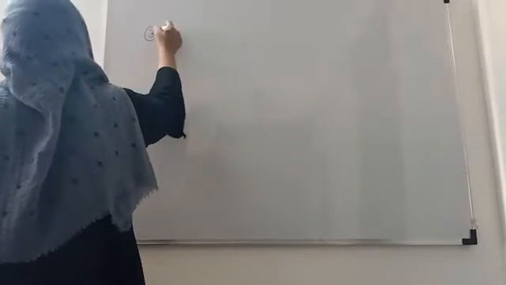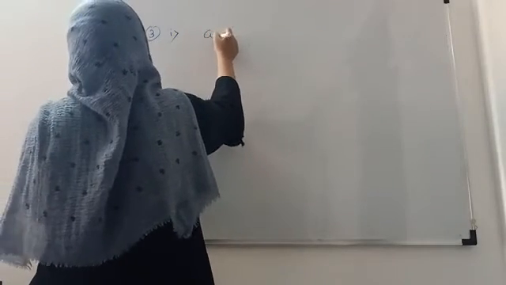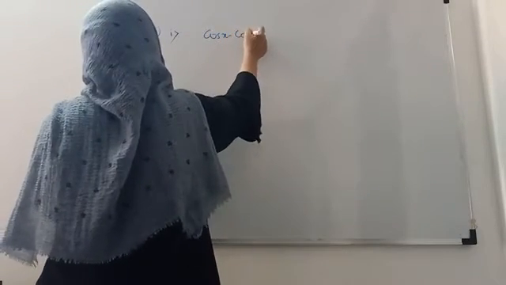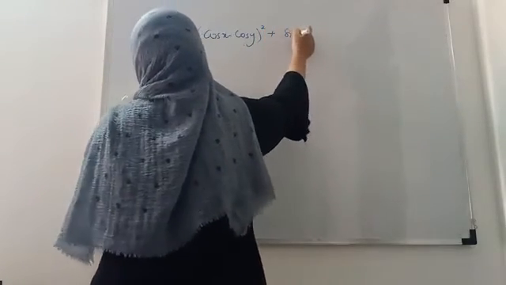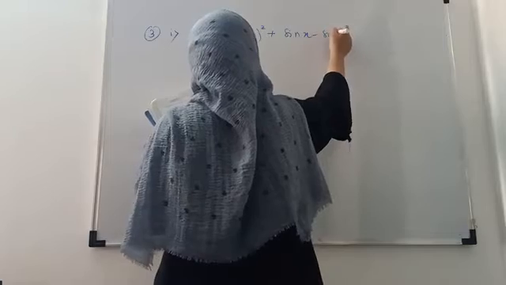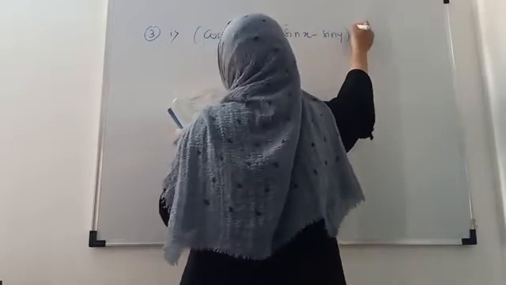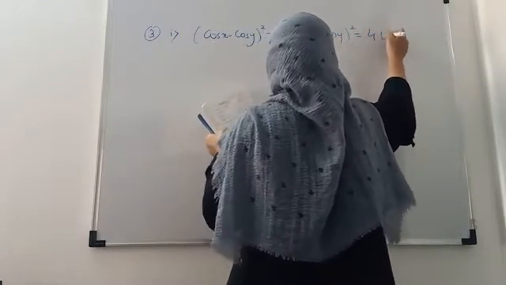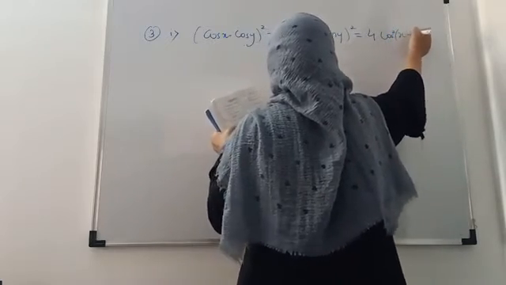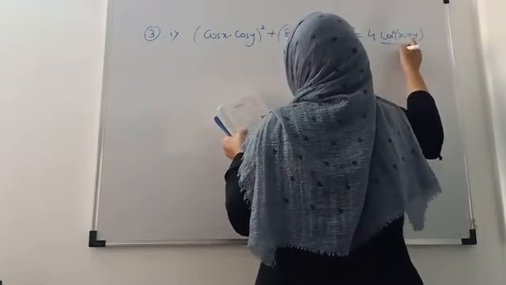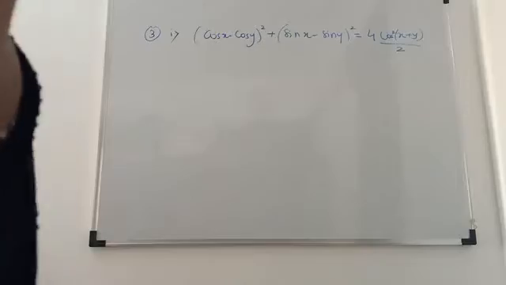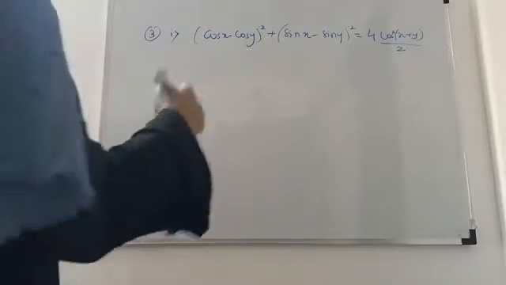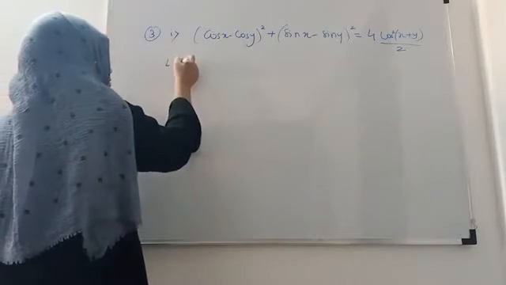So the third question, sub question 1, is: cos x minus cos y whole square plus sin x minus sin y whole square is equal to 4 cos square of x plus y divided by 2. Okay. So first we will start with LHS.